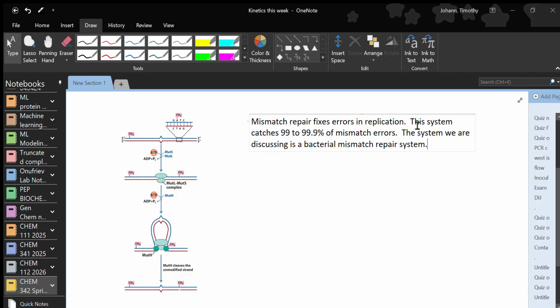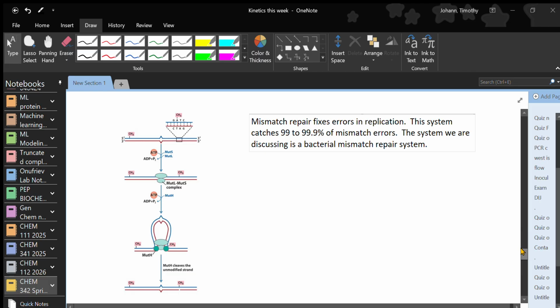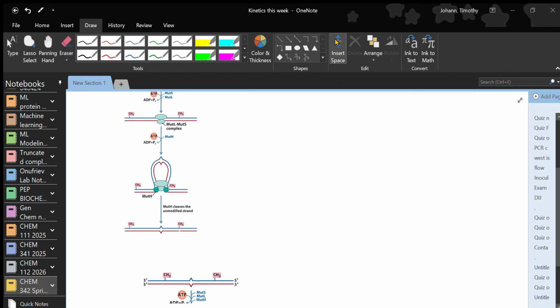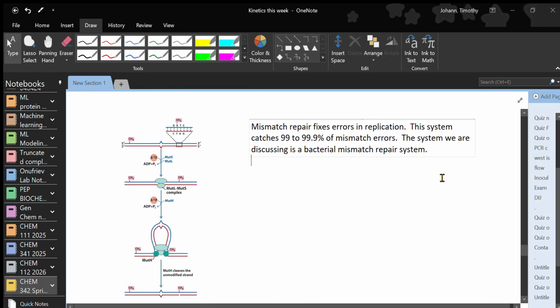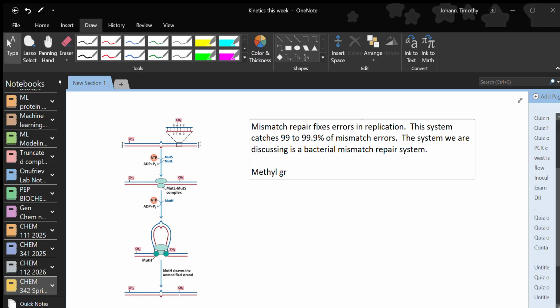We can see the whole thing here. I'm going to blow it up so we can look at it in more detail of how this works. But this explains another thing that we've seen in lab. Okay? So methyl groups on DNA indicate what's the parent strand. Okay, so what happens in bacteria is a few minutes after DNA is replicated, methyl groups are added to all the DNA.